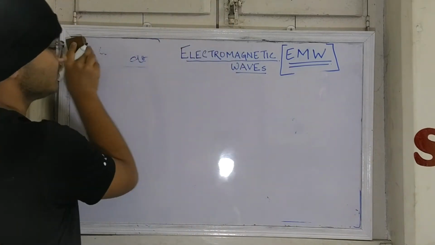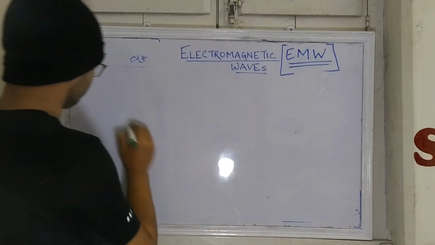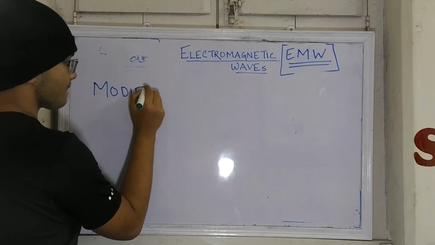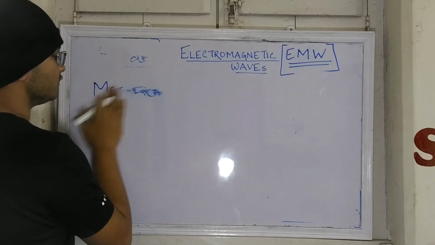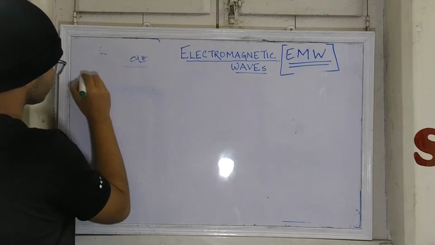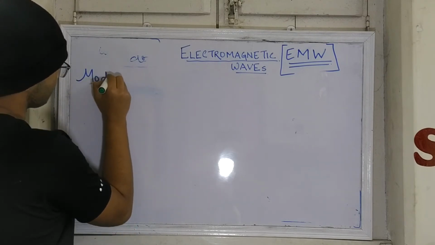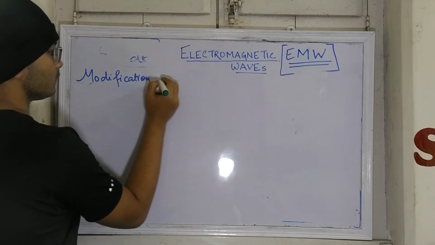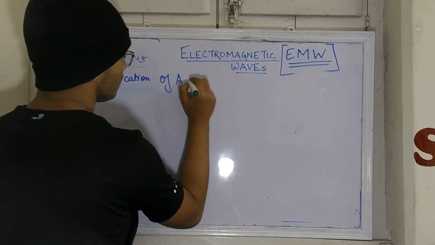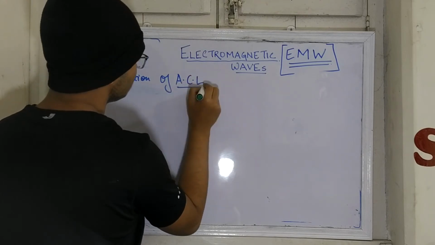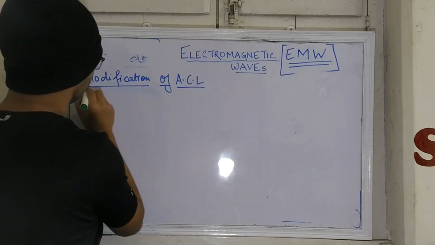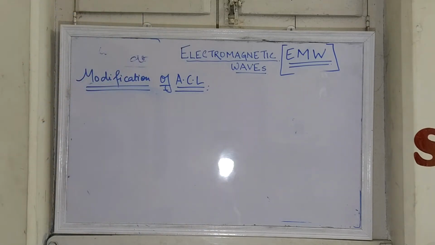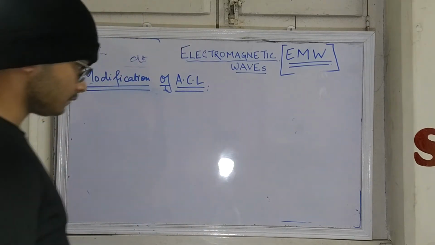For that I give the heading: modification of ACL. ACL means Ampere's circuital law. Okay. Modification of Ampere's circuital law.